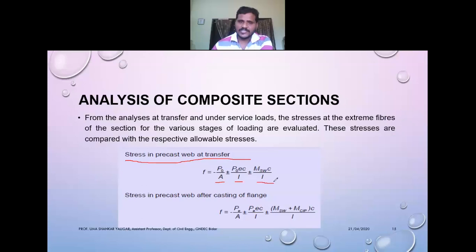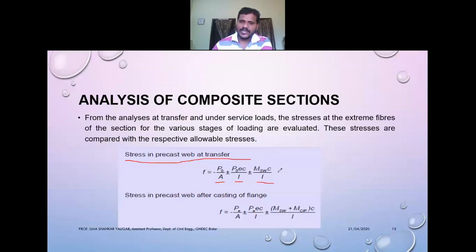P naught is the initial pre-stressing force. A is the area of the cross section. E is the eccentricity of the pre-stressing cable, and C is the distance between the neutral axis to the extreme fiber, and I is the moment of inertia. And this is the stress due to the self weight of the precast web.